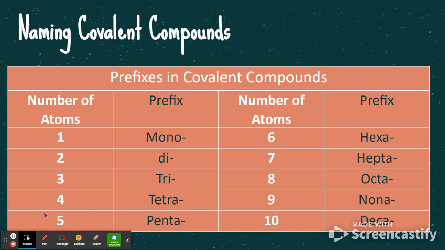It's a 6-sided ring for a hexagon. Hepta 7, 8 octa, 9 nona, and 10 deca. If you do not have these all filled in yet, go ahead and pause it and do that for me real quick.